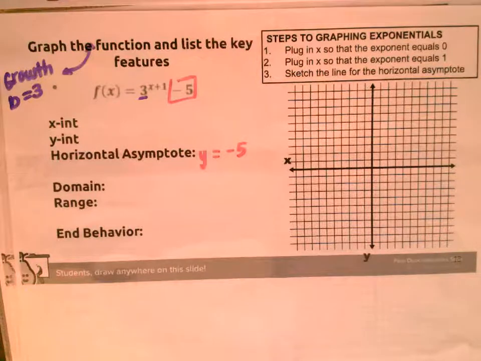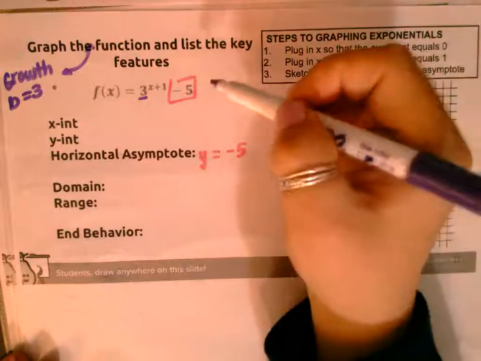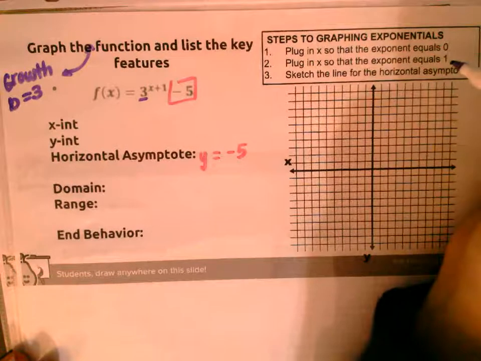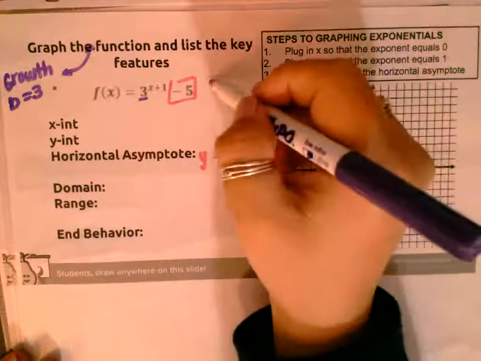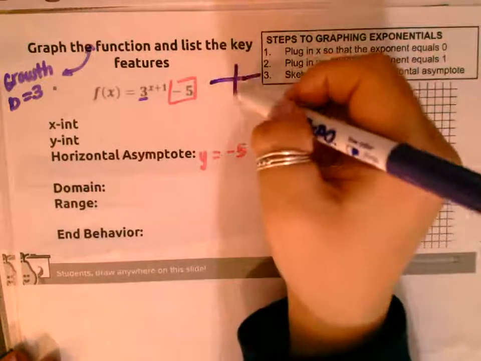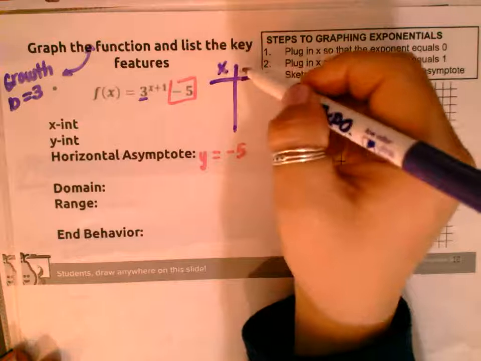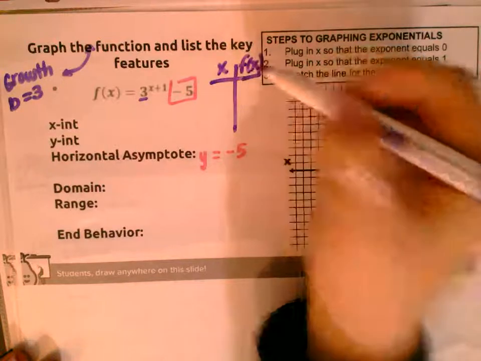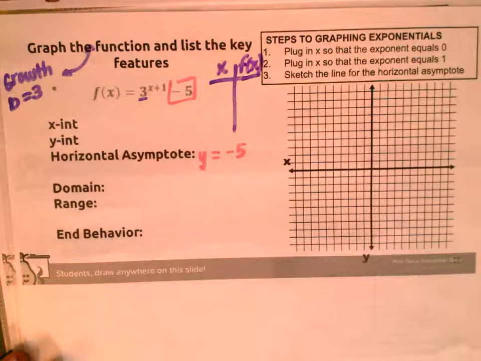Now let's actually get into the graphing part, because that's just some side information that's helpful, but not necessary when we are graphing exponentials. So we've got our 3 steps on the right. Step 1, plug in x so that the exponent equals 0. Step 2, plug in x so that the exponent equals 1. And 3, sketch the line for the horizontal asymptote. For this, I like to make a little t-chart, an xy chart, an x or f of x chart. Doesn't matter, it all means the same thing.